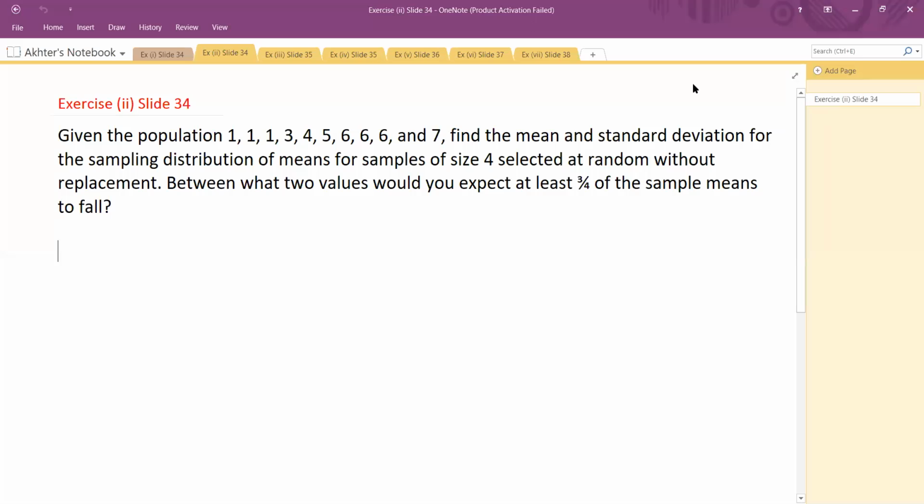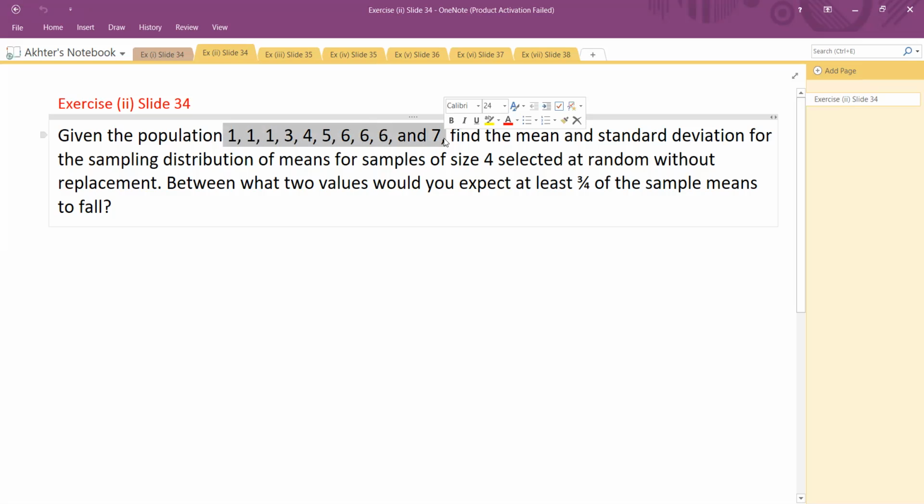In exercise 2, a population is given to us. We have to determine the standard deviation for the sampling distribution of mean for a sample size of 4 by without replacement. And then in part B, we have to find out between what two numbers the probability is at least 3 by 4. So firstly, the solution of part B is basically depending on part A.